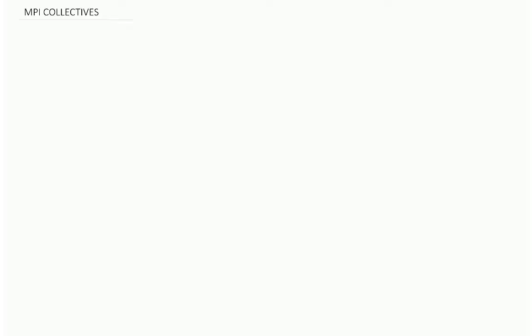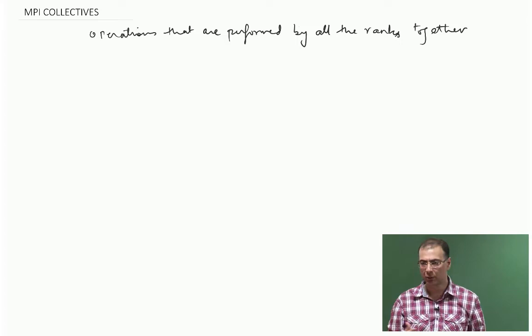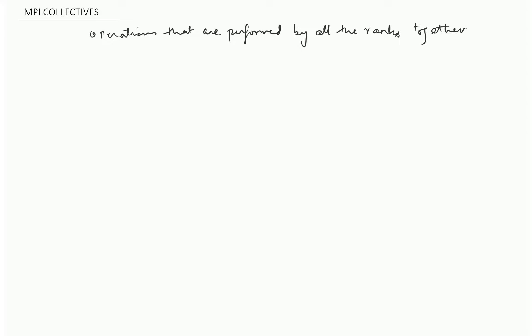So today we are going to talk about MPI collectives. These are basically operations that are performed by all the ranks together. Okay. Send and receive are between two processes, right? But collectives are amongst all the processes, right? So let's see what kind of operations there are.